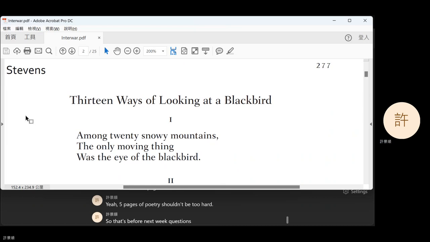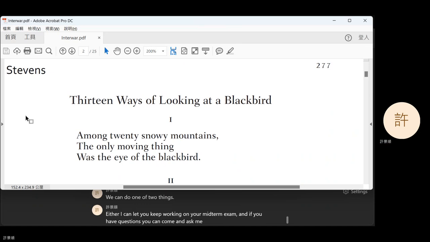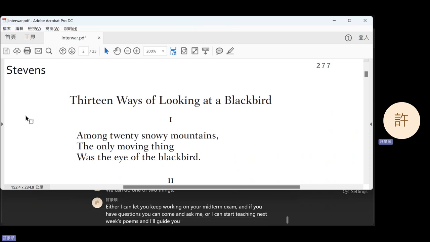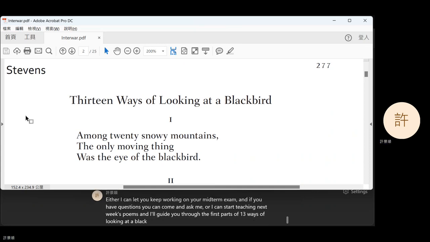Questions? Okay, so we still have a little bit of time left. We can do one of two things. Either I can let you keep working on your midterm exam, and if you have questions, you can come and ask me. Or I can start teaching next week's poems, and I'll guide you through the first parts of 13 Ways of Looking at a Blackbird. Which one do you want to do?